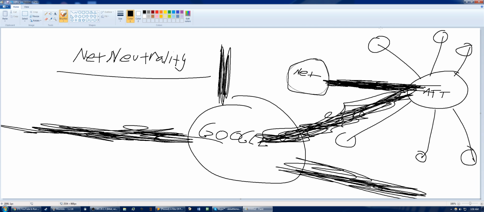And it doesn't matter whether you're a Democrat or a Republican or a liberal or a conservative, or you believe that Hillary Clinton is a lizard person who's coming to eat all of our babies. Net neutrality is just common sense.